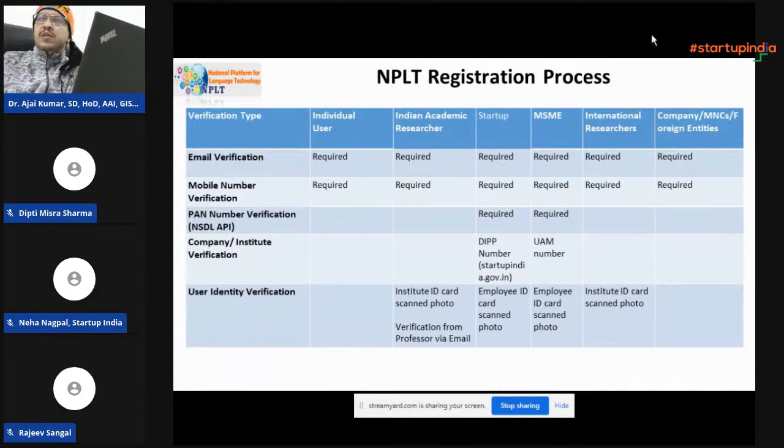So, yeah. Typically, if most of the listeners here are startups, then we do require your email. We do require your mobile number to be verified. We do require your PAN numbers, which is validated through the NSDL API, and the DIPP number, which is available on the Startup India portal. Of course, this is the current process. As you can see, the link is nplt.in/demo. As and when the things crystallize, these might change a little bit.